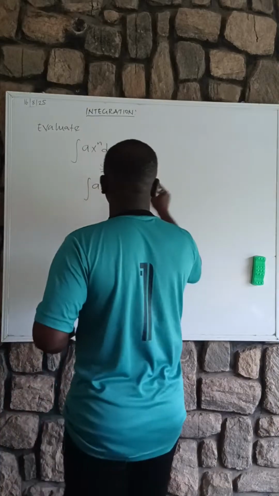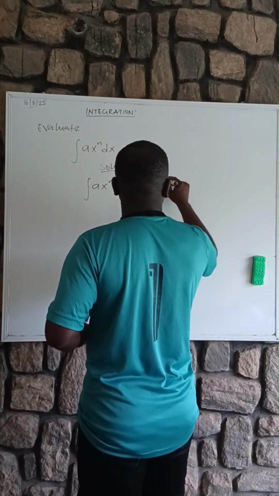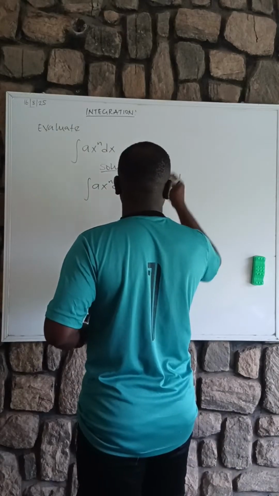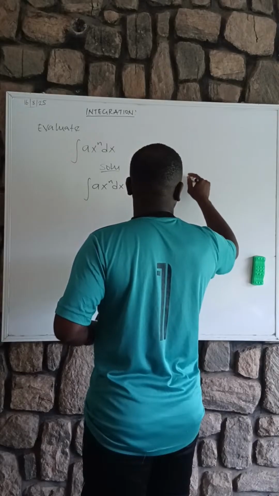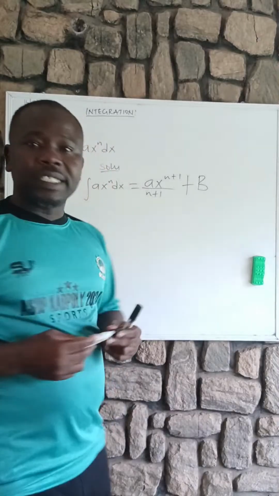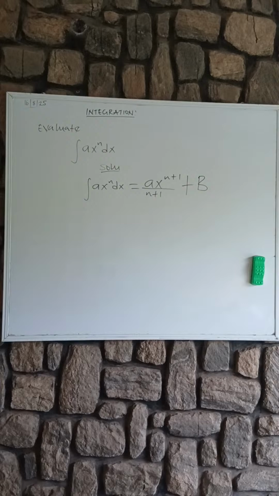That is, integration means ax raised to the power of n plus 1 all over n plus 1, plus any constant. That is integration for you. Plus any constant means it could be A, it could be B, it could be C, any constant. So this is the formula for integration. Take notes.